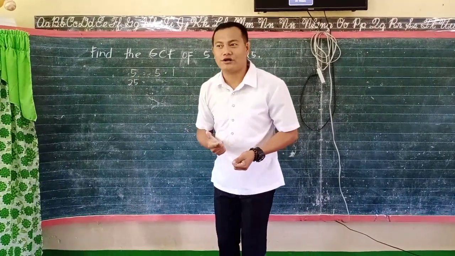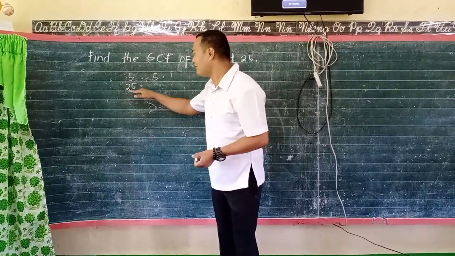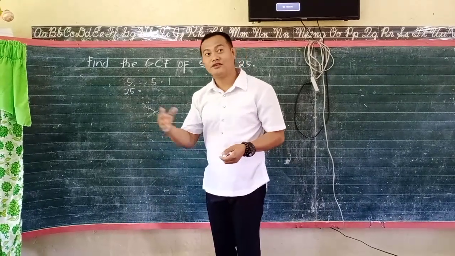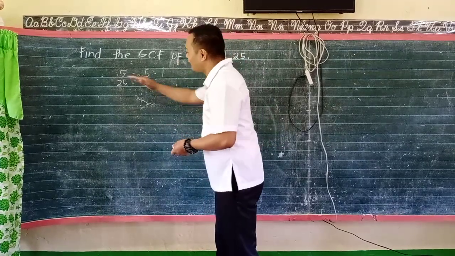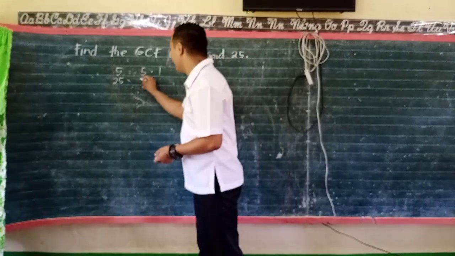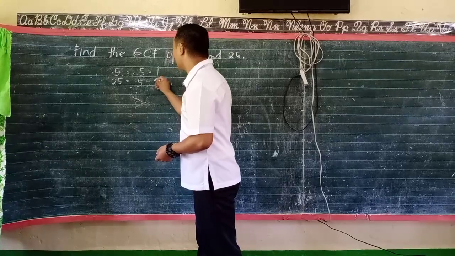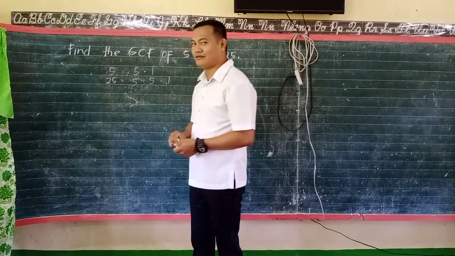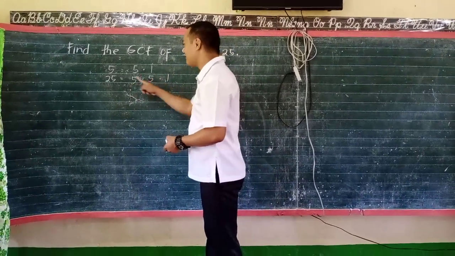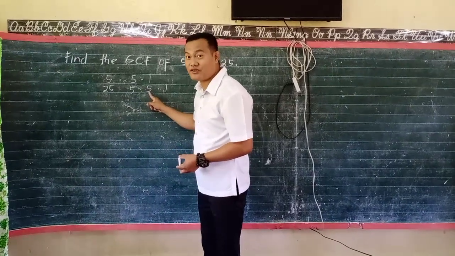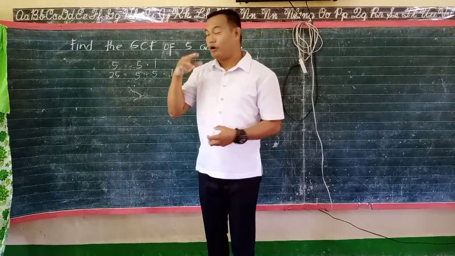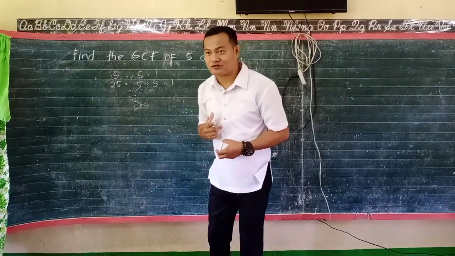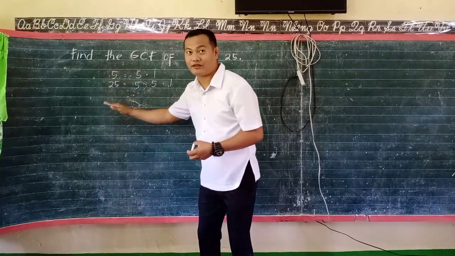How about the factors of 25? Can you think of a number? Very good. So the factors of 25 are 5 times 5 times 1, wherein if we get the product, 5 times 5 is 25, times 1 is 25. So now, another rule in getting the GCF: we already listed the prime factors of each number, that is 5 and 25.